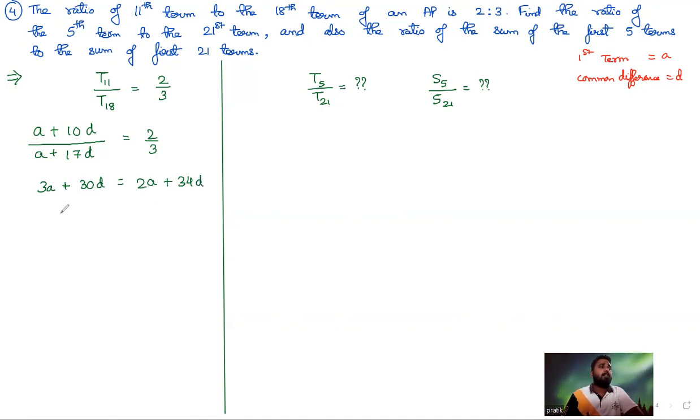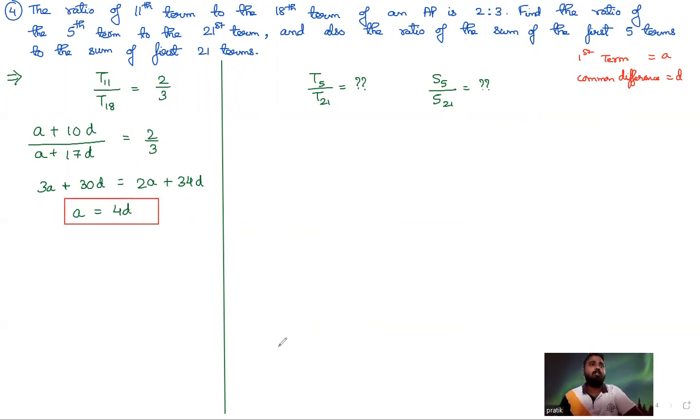Should definitely group the like terms. So 3A minus 2A is equal to A, and 34 minus 30 is nothing but 4B. So you got a relation between A and B, which is A equals 4B. Keep this relation, and we'll take this and go ahead doing the question.